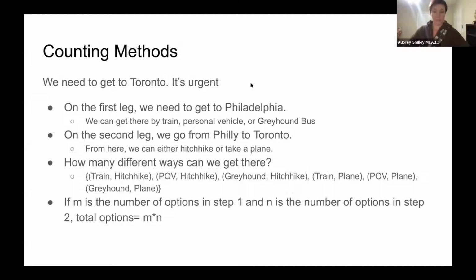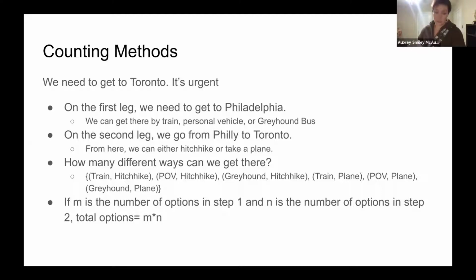All right. So we have to get to Toronto. And for whatever reason, I'm not willing to just drive the entire way to Toronto. Maybe I'm not willing to pay for Airbnbs, whatever. So there are going to be 2 legs to the trip. The first leg, we have 3 options to get to Philadelphia. So we have train, POV, which is a personally owned vehicle, and a Greyhound bus. 3 options for the first leg. On the second leg, we go from Philly to Toronto, and there are no trains suddenly, so we either hitchhike or we take a plane.